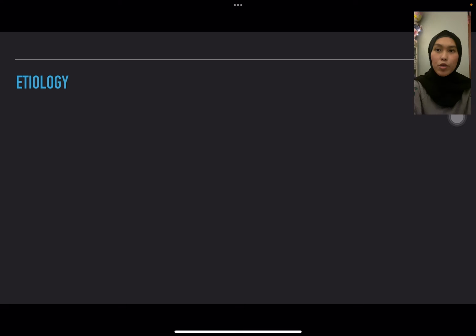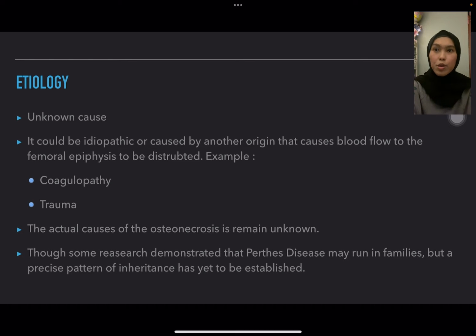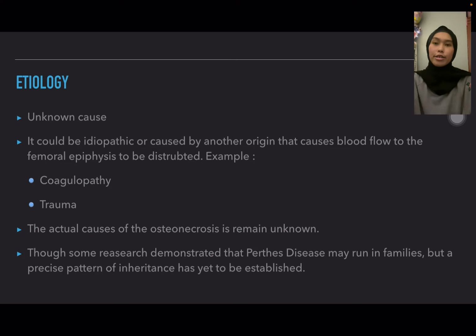So we move to the etiology of Perthes disease. It has an unknown cause, and it could be idiopathic or caused by another origin that causes the blood flow to the femoral epiphysis to be disrupted, for example coagulopathy or trauma. The actual cause of the osteonecrosis remains unknown, though some research demonstrates that Perthes disease may run in families, but a precise pattern of inheritance has not yet been established.